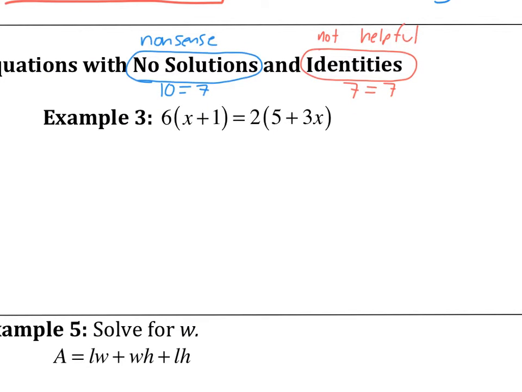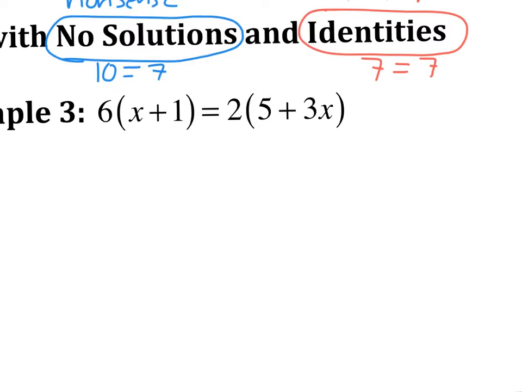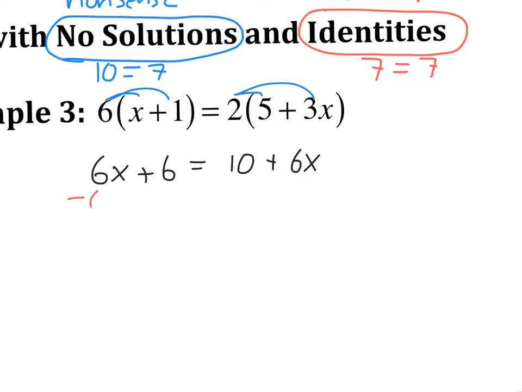All right, on example 3, what we want to do is start solving, and it looks like I'm just going to attack by distributing. I could have probably divided and stuff, but it wouldn't be too helpful. So when I do that, I get 6x plus 6 equals 10 plus 6x. Now I'm going to show this step here just to show you what's going on, but usually I haven't been showing this step. I'm going to subtract 6x from this side, which means I also do it on this side.